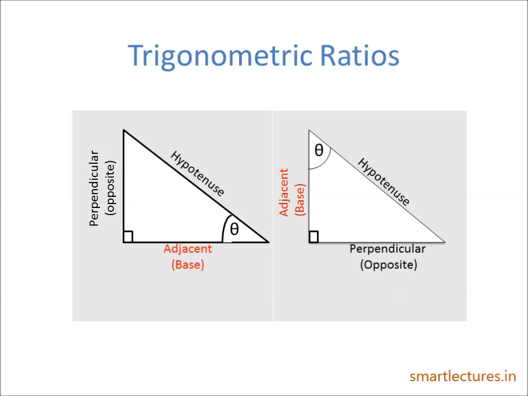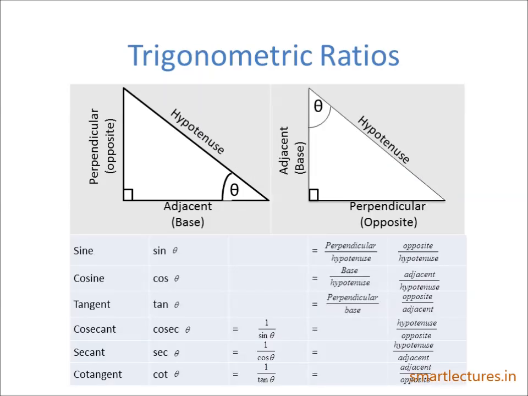And the ratios of various trigonometric functions are defined as the sine of theta is equal to perpendicular upon hypotenuse, or we can write the opposite side upon hypotenuse, and the value of cos theta, also called as cosine, is equal to base upon hypotenuse, or we can write adjacent side upon hypotenuse, and the value of tangent theta is equal to perpendicular upon base, or you can also write opposite side upon adjacent side.